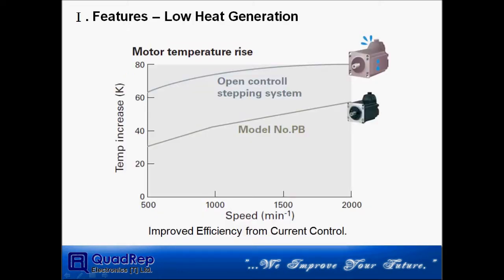High efficiency for the load heat generation is achieved by controlling the current flow to the motor according to the motor load. Compared with our conventional product, the heat generation of PB motors has been reduced from 30% to 15%.